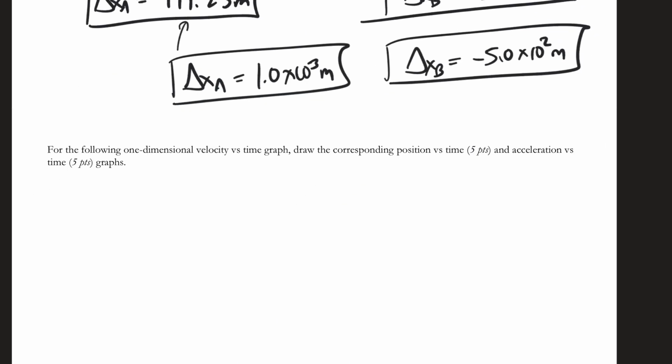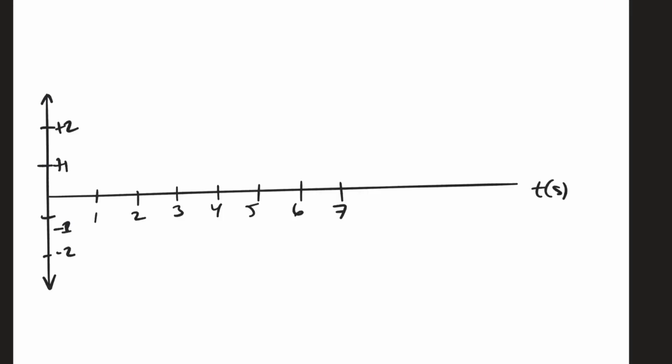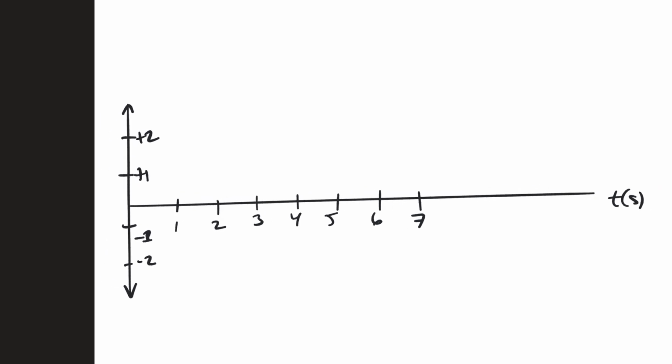All right, so we'll go down here, and we'll do the 1D velocity versus time graph. I'm going to have to draw it real quick. Okay, so let's see. So this is V in meters per second.